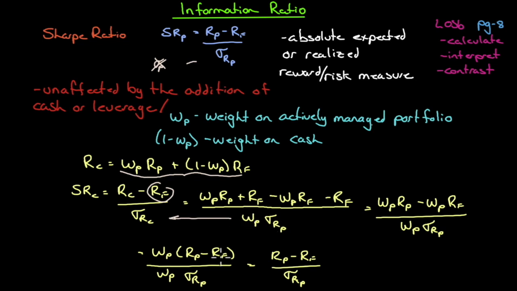So let's just break that out as well. Well, we can see we have plus RF minus RF, so they cancel out. So we have WPRP minus WPRF, and in our denominator we have WP times the standard deviation of the returns on the portfolio. Collect the terms on the top, WP gives us RP minus RF over WP times that standard deviation. We can see that these two cancel out. What are we left with? We're left with a Sharpe ratio. So adding cash or leverage will not change the Sharpe ratio at all.